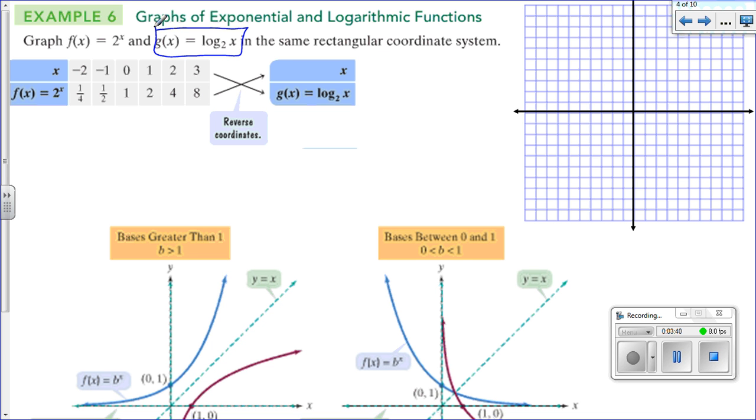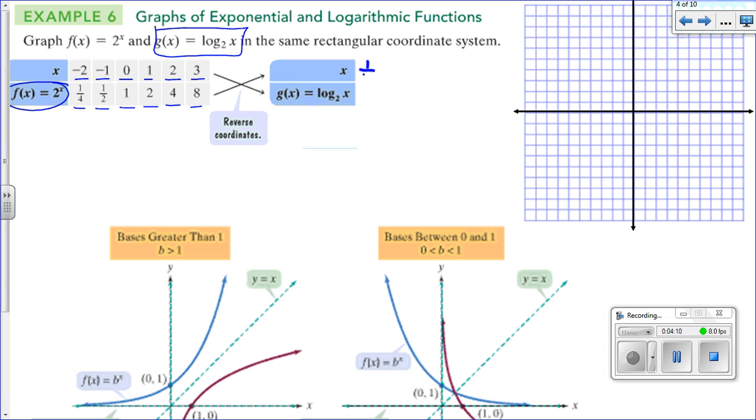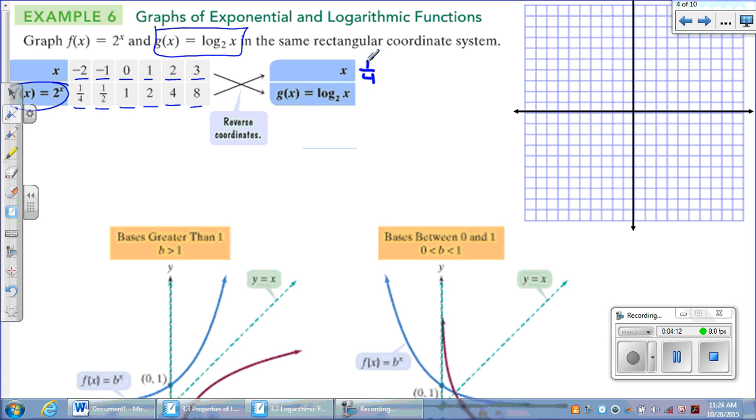From the previous section 3.1, we were able to graph the function 2 to the power x, and we know that 2 to the power negative 2 equals 1/4, 2 to the power negative 1 equals 1/2, 2 to the power 0 equals 1, 2 to the power 1 equals 2, 2 to the power 2 equals 4, 2 to the power 3 equals 8. What I want you to do now is interchange the x and y values for each of these. After interchanging, we will get coordinates like that.